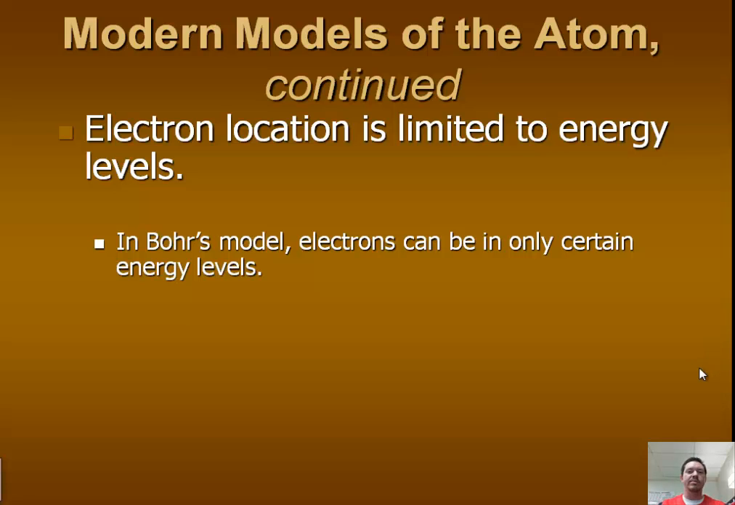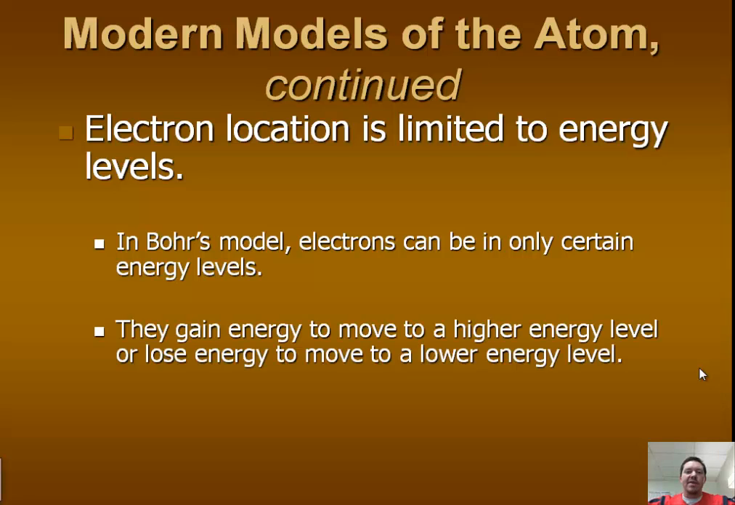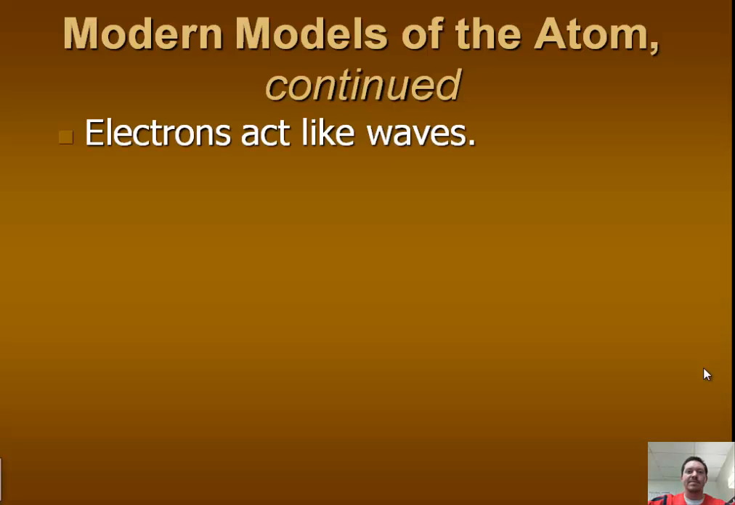So in Bohr's model, electrons can be in only certain energy levels. They gain energy to move to higher energy levels or lose energy to move to lower energy levels. So when these electrons become excited and they gain energy, they move out to higher energy levels. So we view electrons now like wave particles, so they act like waves.